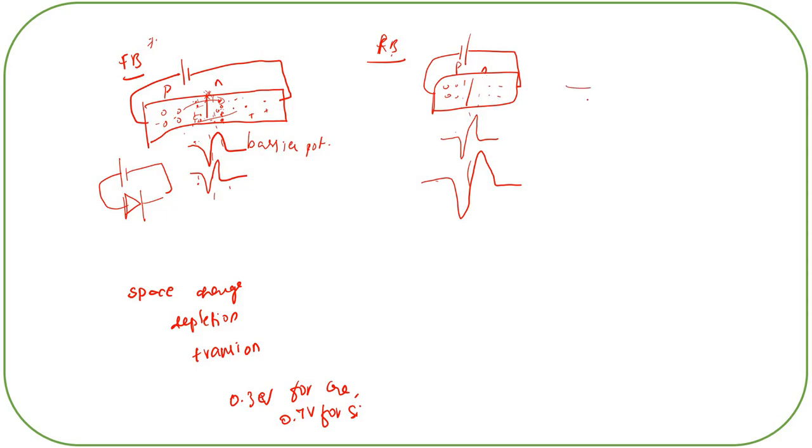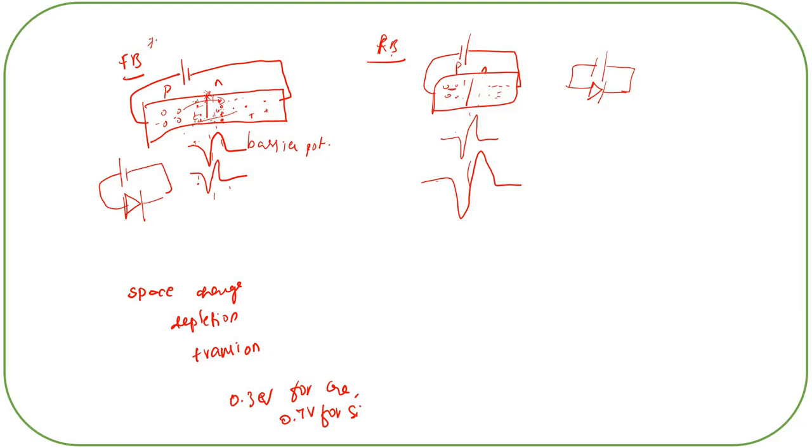In reverse bias, the P side is connected to the negative of the battery, and N is connected to the positive of the battery. This is the initial barrier potential, and this is the potential after the reverse bias. The majority carrier holes are attracted towards the negative of the battery, and the majority carrier electrons are attracted to the positive of the battery.